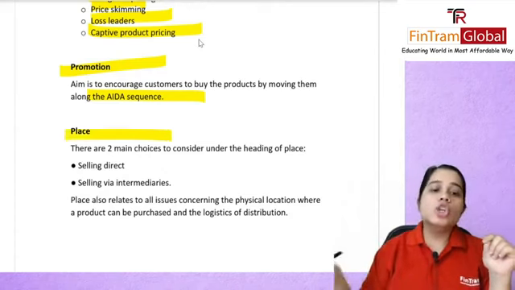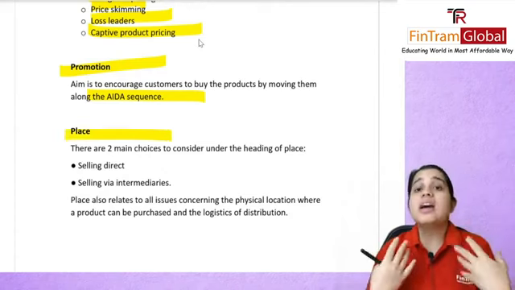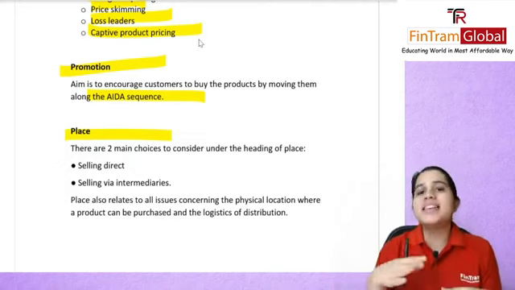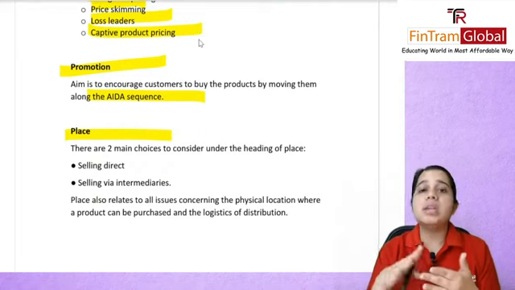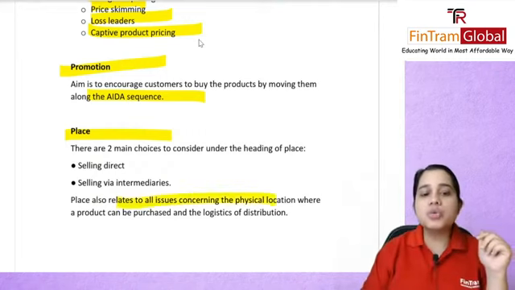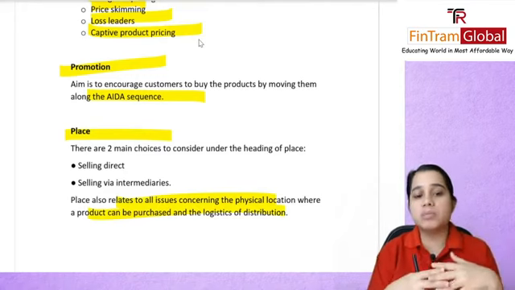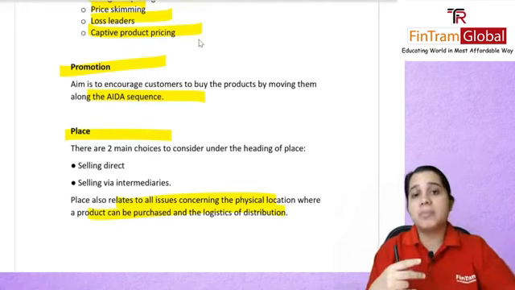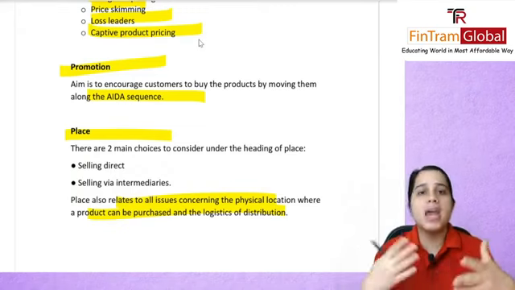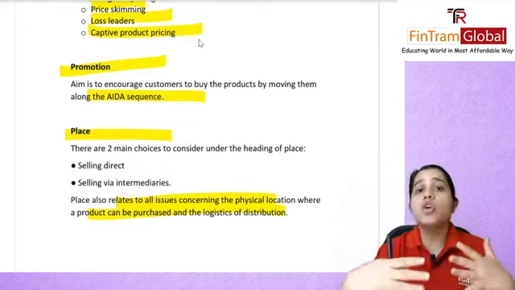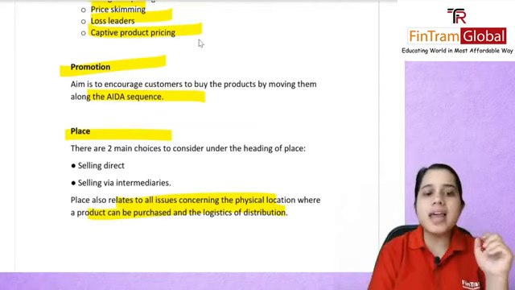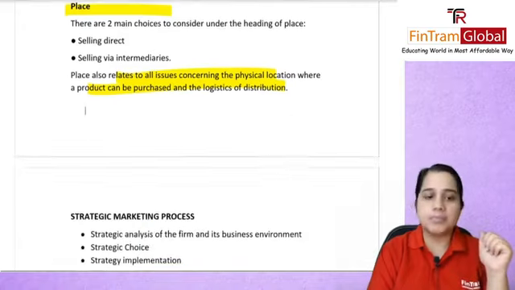Then place. There are two main choices you will consider: whether you want to sell directly to your customers or sell indirectly, that is, through intermediaries such as wholesalers and retailers. Place will also relate to issues regarding your physical location, maybe how people can buy and from where, whether I go to a supermarket or go online, how you are distributing, and what your logistics are. How will this product reach your customers? All that will be covered under your place.